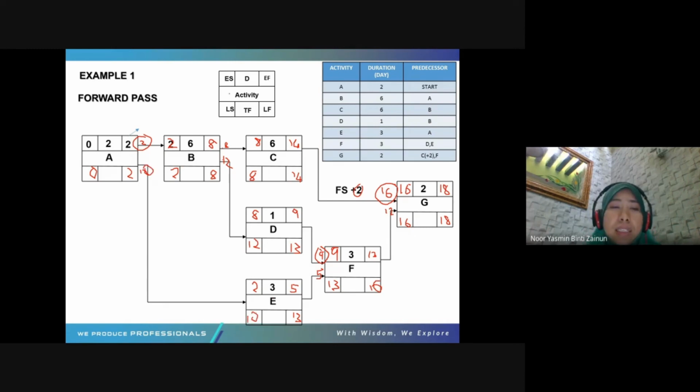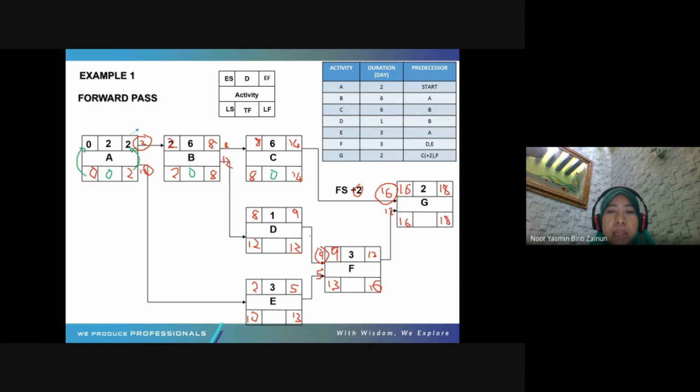Okay, yang ni senang je nak kira total float dia. Tolak dari sini ke sini je. Late start minus early start or late finish minus early finish. You can always double check. Must get similar value. Okay. For example, 2 minus 2 is 0. 0 minus 0 is 0. Okay. 2 minus 2 is 0. 8 minus 8 is also 0. That is the float. 14 minus 14 is 0. 8 minus 8 also 0.